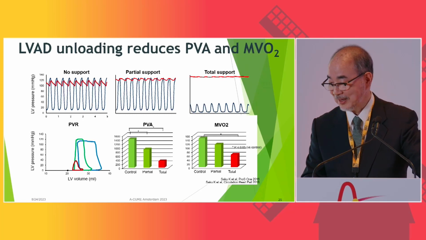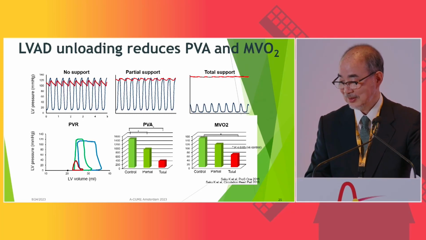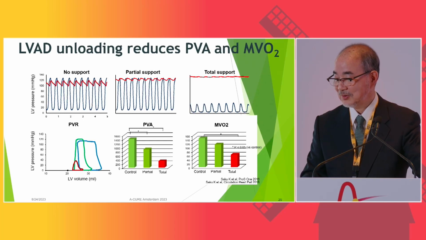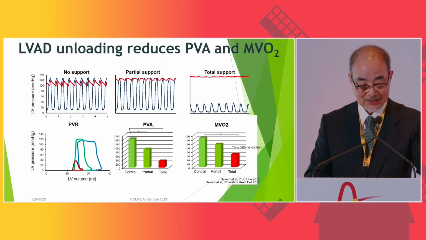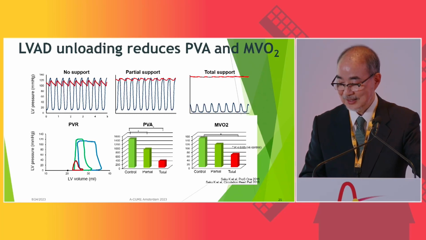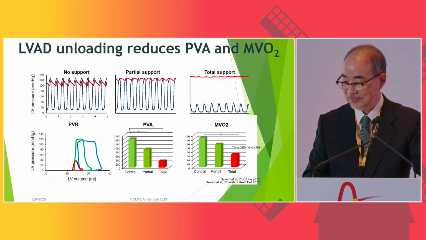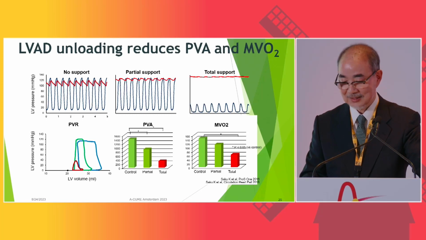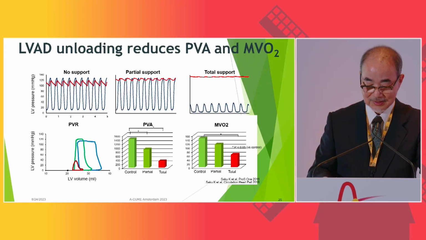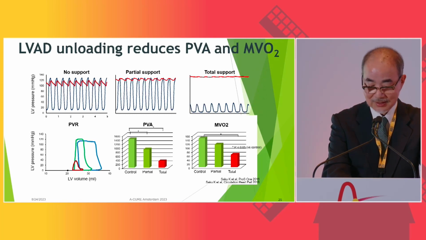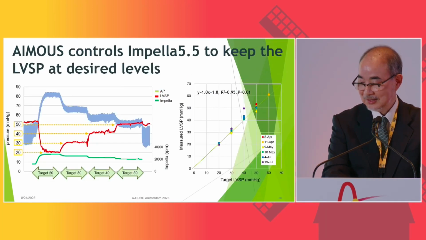Everyone talked about unloading. Unloading is good, reduces oxygen consumption, and may contribute to reduced infarction size. But as we discussed today, if we want to keep an unloaded condition, it could have the suction problem. So it's nice to have controlled left ventricular pressure. This is the same slide.